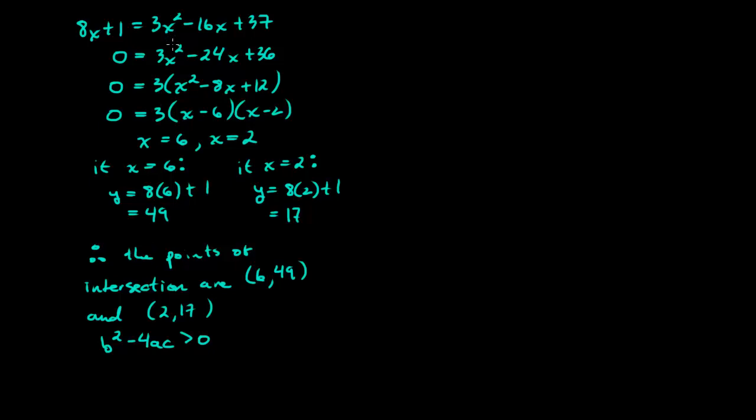So just to figure out how many points of intersection there would be, I don't need to go through the whole process of solving. I can just set up the system of equations, write it in standard form, and then look at the discriminant of that equation in standard form. So I would look at the discriminant of this, and if you did negative 24 squared minus 4 times 3 times 36, you'd find that this value would be greater than 0, and that tells you that there would be 2 points of intersection to this linear quadratic system.